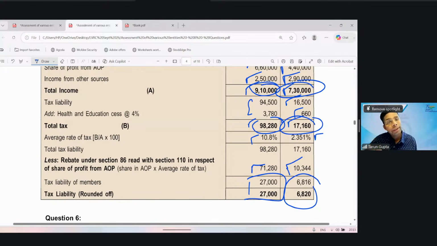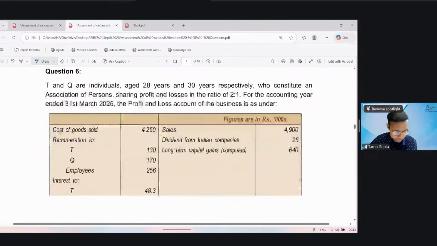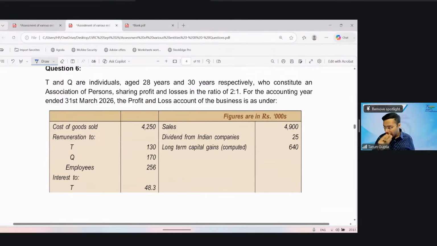Firstly, you must know when the rebate is available. It's available only in one case, when the AOP has paid tax at slab rate. If AOP has paid tax at MMR, then no question of rebate because the entire income from AOP is not taxable. And if AOP has not paid tax at all, then also no question of rebate. The entire share of the member is taxable in his own hands. Okay.